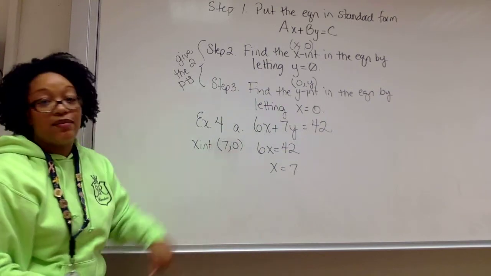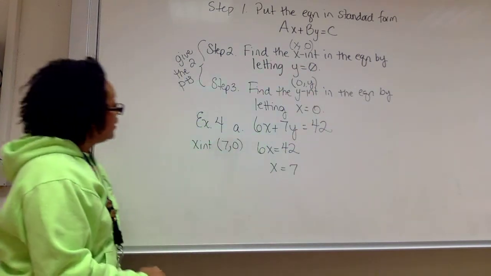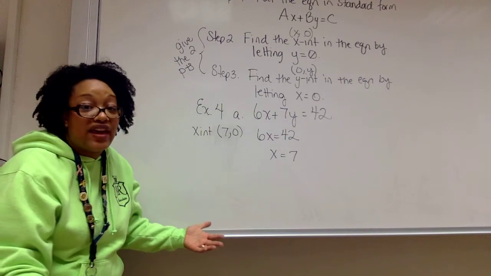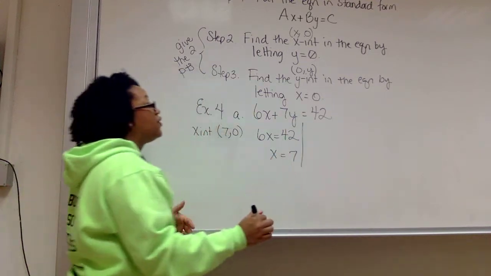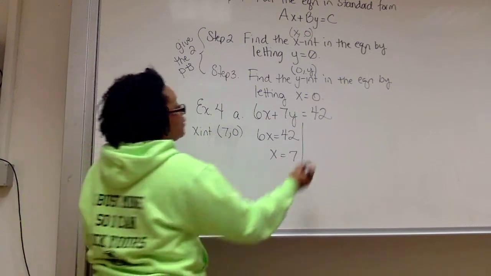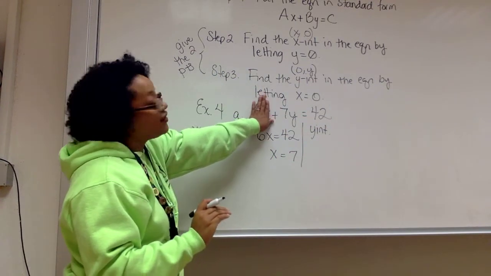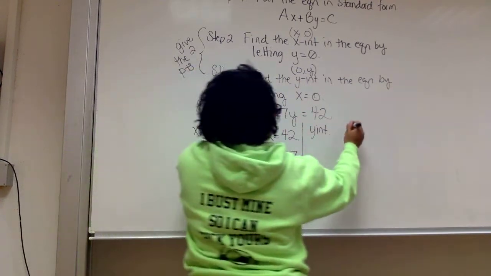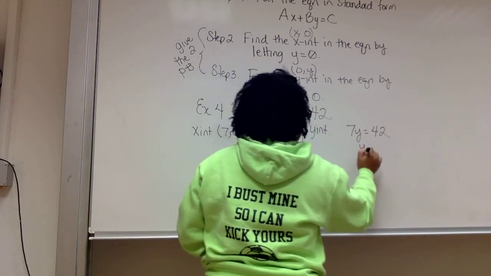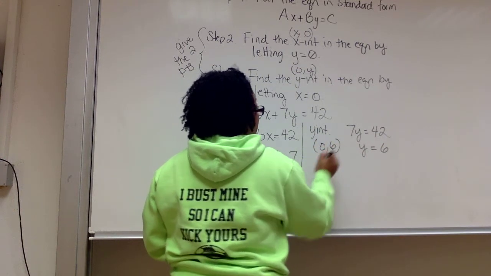Remember, your y's got to be 0. See, where is it? Right there. Y's got to be 0. Okay? To find the y-intercept, I'm going to do the exact same thing, except I'm going to cover up the x because my x has to be 0. So for my y-intercept, if I cover up my x, because x has to be 0, I'm left with 7y equals 42. Well, if you divide both sides by 7, y equals 6. Your intercept is 0, 6.